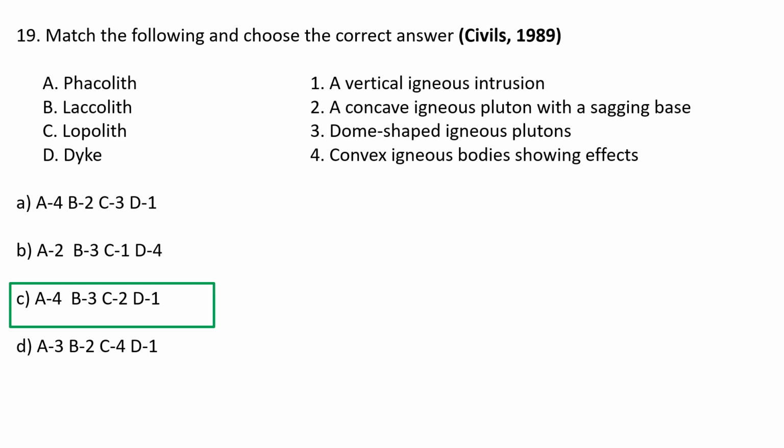A4, that is Phacolith. Phacolith is a convex igneous body which is showing the effects, and Laccolith is a dome-shaped igneous pluton. So it is like a bulgy form, it's bun-shaped. It's a dome-shaped igneous pluton. Whereas Lopolith is a sagging basin, so it is a concave igneous pluton with a sagging base, and dike is a vertical igneous intrusion. So that's why C is the correct answer.